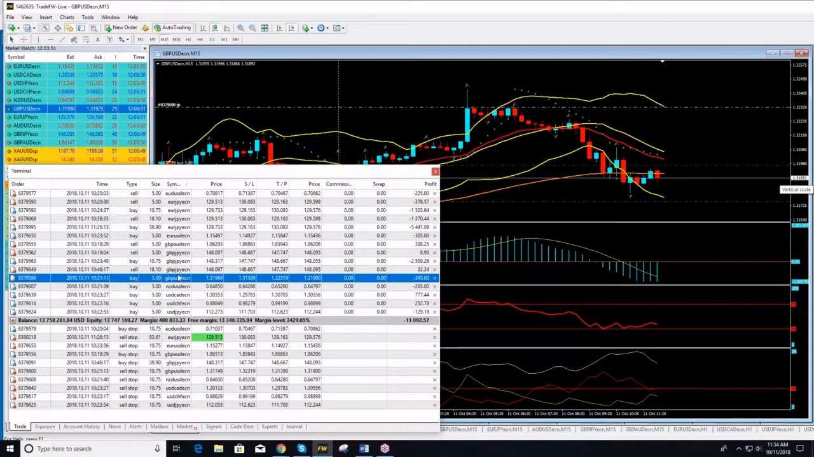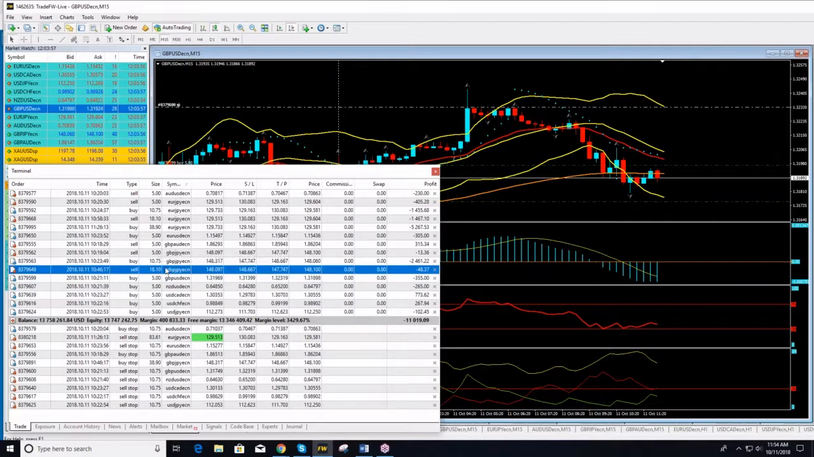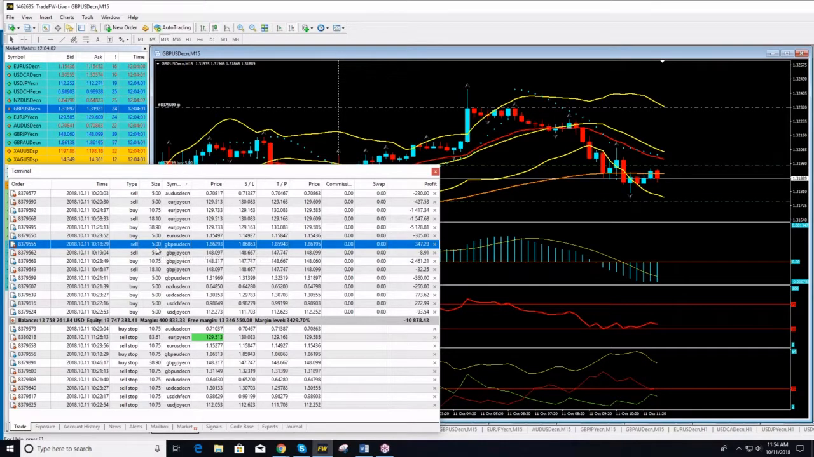Remember that we are still long on pound dollar, we are net short on pound yen, and we are also short on pound Aussie. So that's all I have for you guys for the moment. I'm letting the trades develop, and we will see how the day will develop.